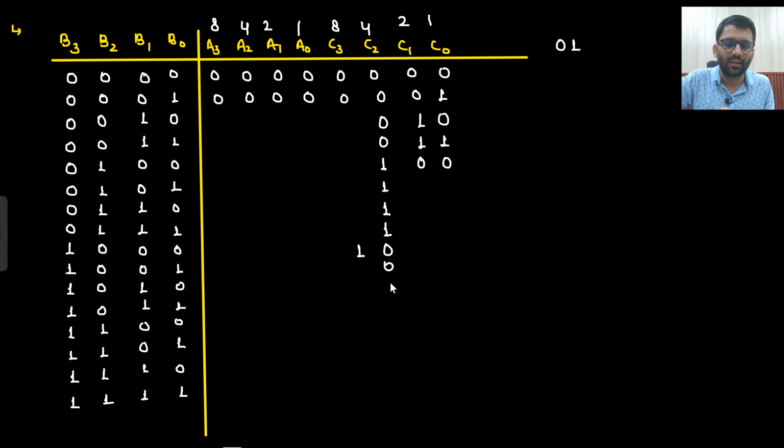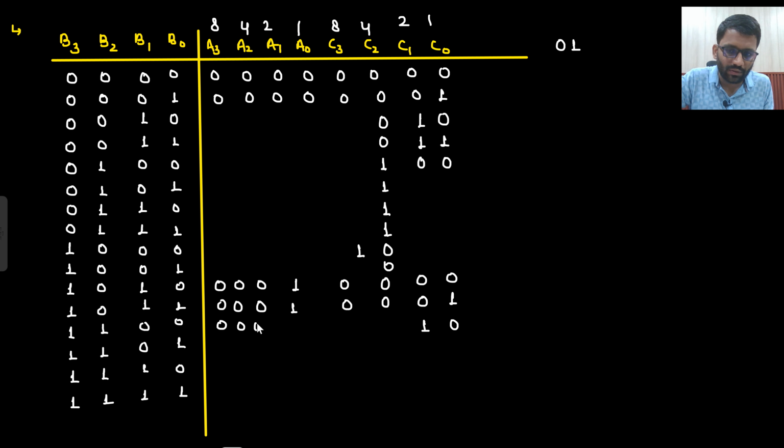What about 10? 10 means this is 10. So 10 means this would be 1 and this would be 0. What about 11? 11 means this would be 1 and this would also be 1. What about 12? So this would be 1 and this would be 2. In 2, what do you write? In this manner you write. So this is 1 and this is 2.